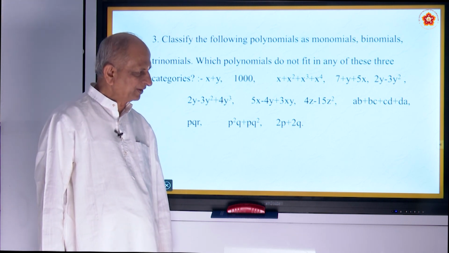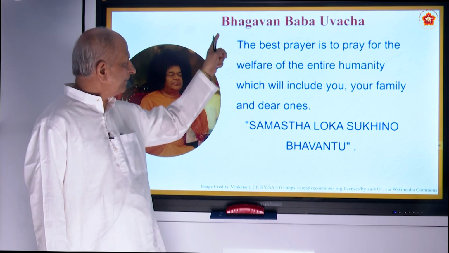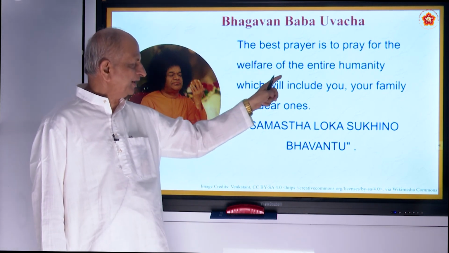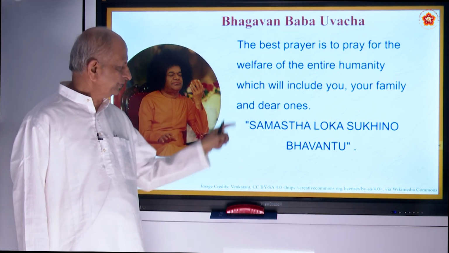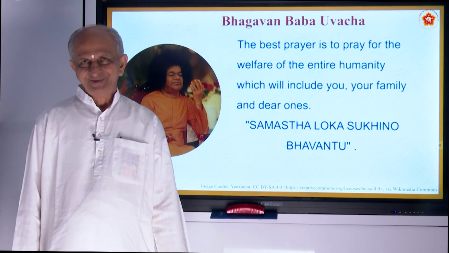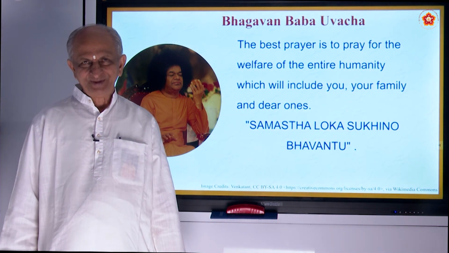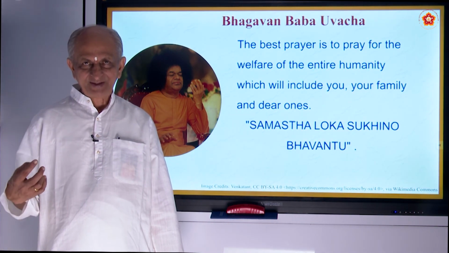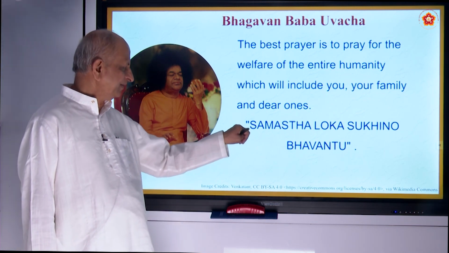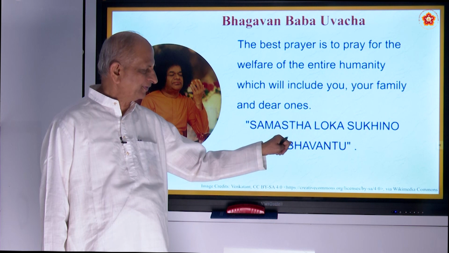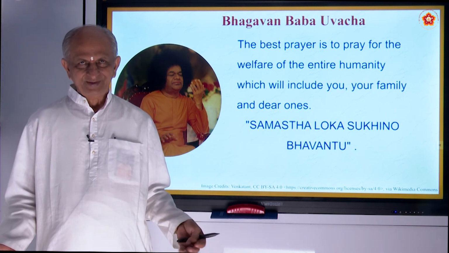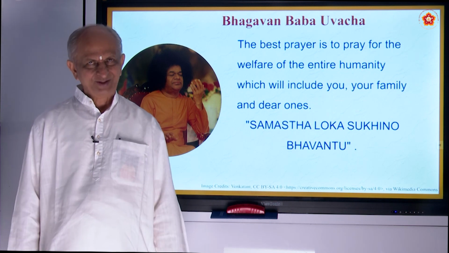Now, let us see what Bhagavan Baba says. Bhagavan Baba Uvacha. The best prayer is to pray for the welfare of the entire humanity, which will include you, your family and dear ones. So here, dear ones means it may be plants, birds, animals, all those. Okay? And hence the prayer will be Samasta Loka Sukhino Bhavantu. So if you pray for the welfare of the humanity, which includes us also. Okay, we'll do that.